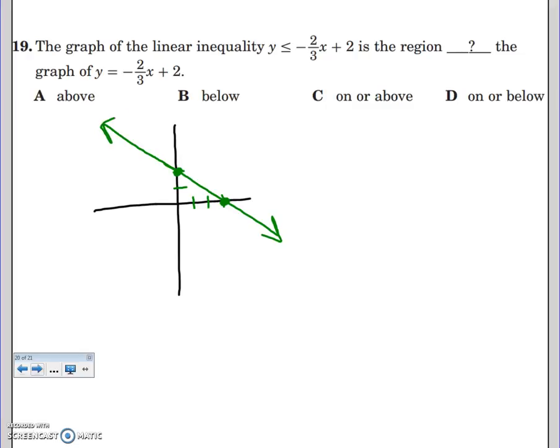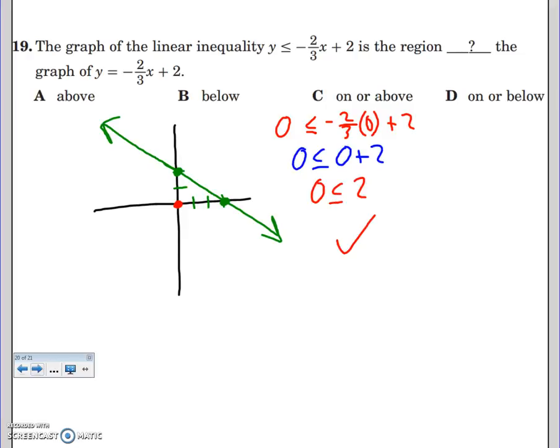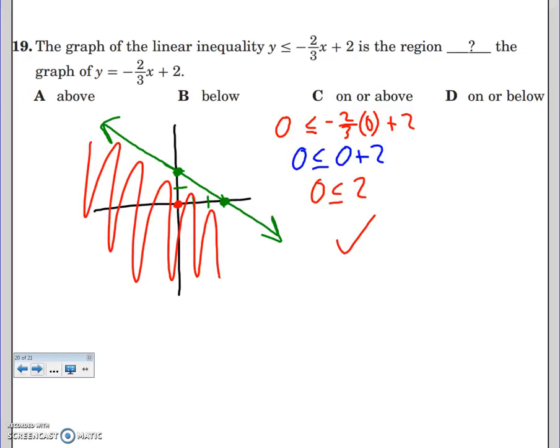Now it has an inequality. We got to figure out whether I should shade below it or above it. So when you pick a test point, remember 0, 0 is the best choice. I'm going to try right here. If it works, then I do it. If it doesn't, then it fails. So put 0 in for y, less than or equal to negative 2/3 times 0, plus 2. Well, that's 0 less than or equal to 0 plus 2, which says 0 is smaller than or equal to 2. That is true. So I do shade right here. 0, 0 is in the correct region. So it is below. But also, since it's equal to, it is also on. So this is on or below. So be careful. D.